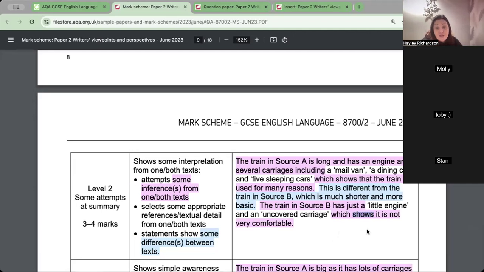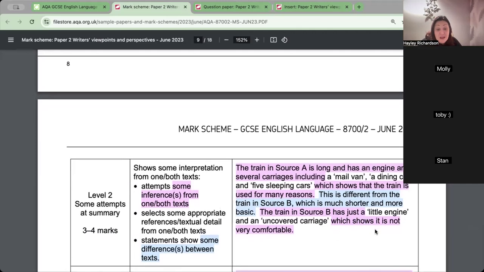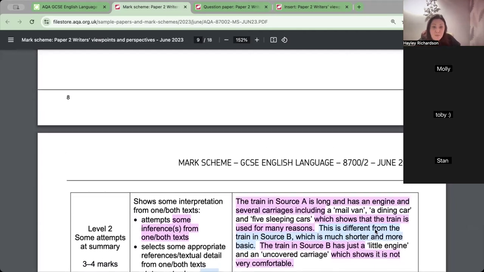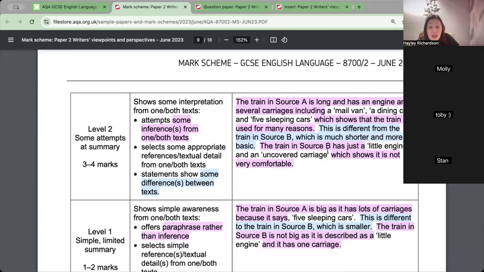So instead of the training source B has just a little engine and an uncovered carriage, which could show it's not very comfortable, you might get away with that, but you're definitely not going to get away with it because it doesn't articulate what it was said in the carriage. It shows they've not really read it properly. Okay, but they have written more things.